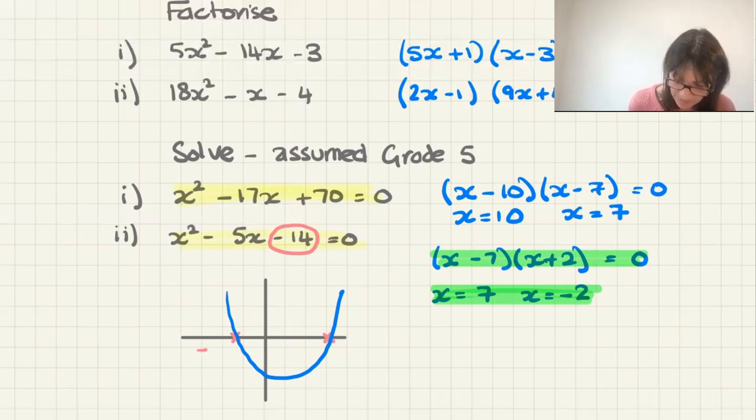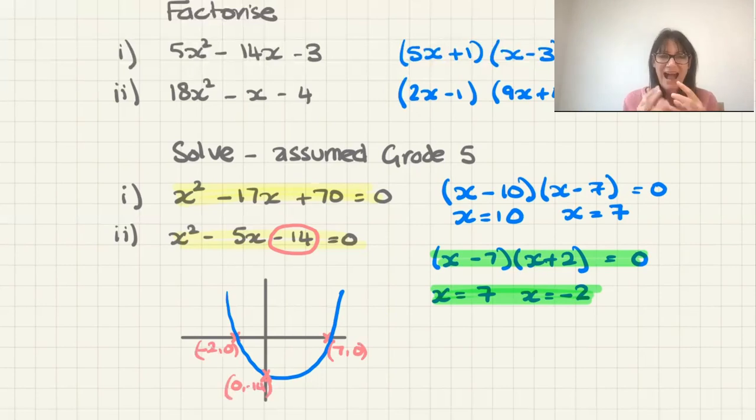So this is coordinate -2, 0. This is coordinate 7, 0. And this coordinate here is 0, -14. Or you could just mark on the actual axes -2, 7, -14. But that's quite good notation and a really great thing to include.